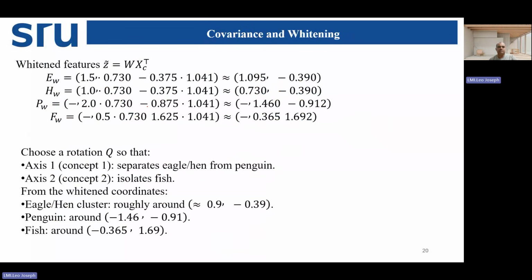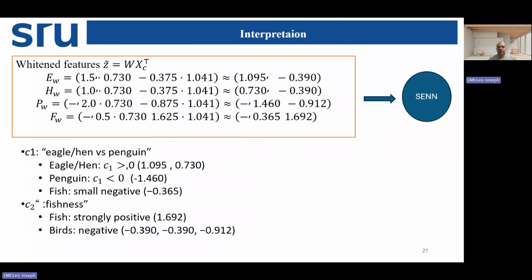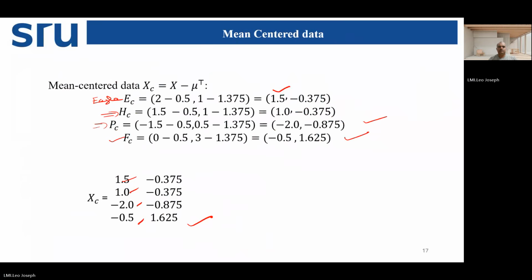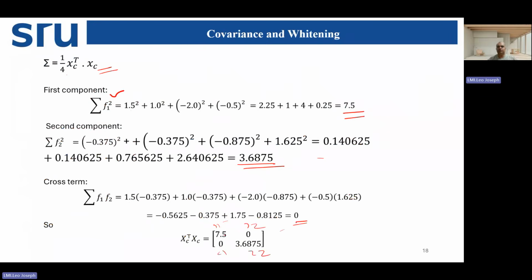Okay, now I am going to explain to you about the whitened features. Listen carefully. This is the ultimate important stage. So what is the whitened feature of eagle? Eagle whitened feature is 1.5 dot 0.730. What is 1.5? Let us check. Here you can see this is 1.5 into 0.730 minus 0.375 into the next axis 3.6875.